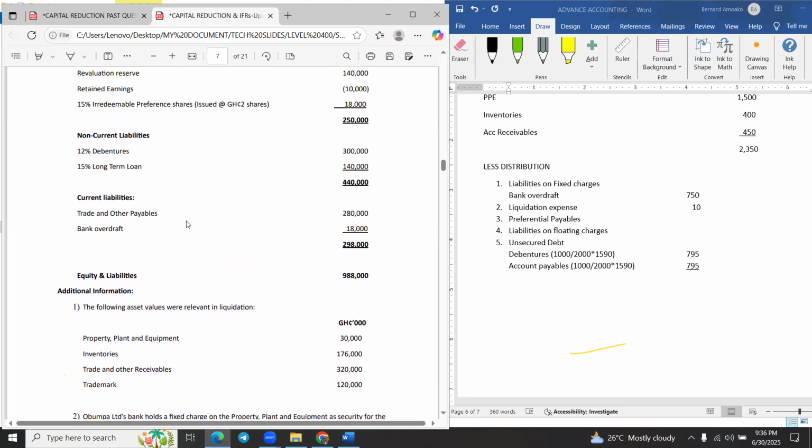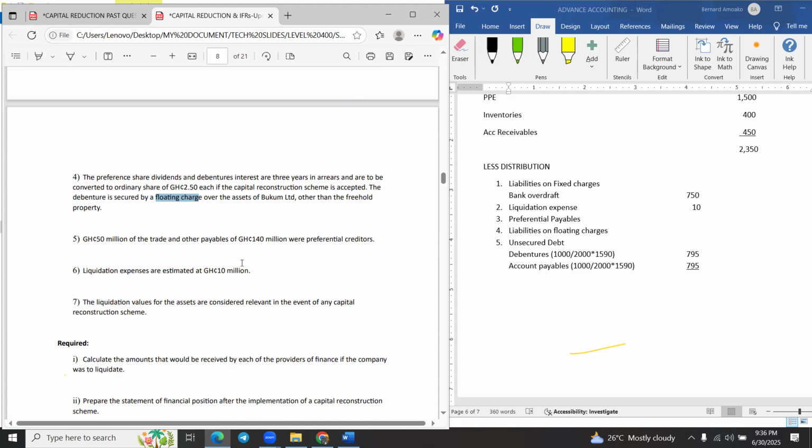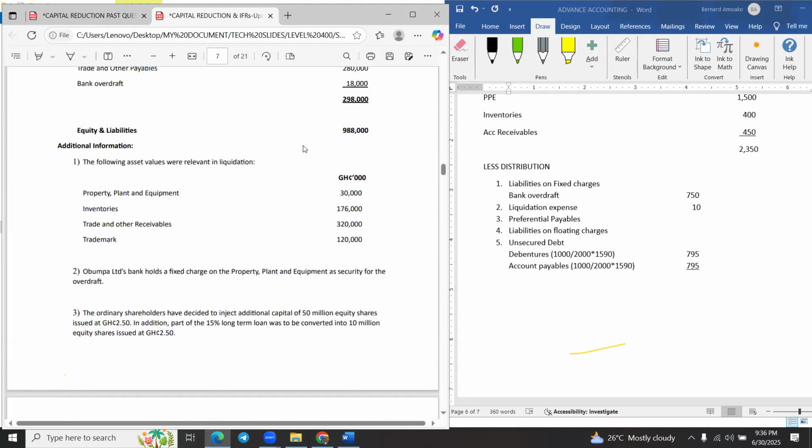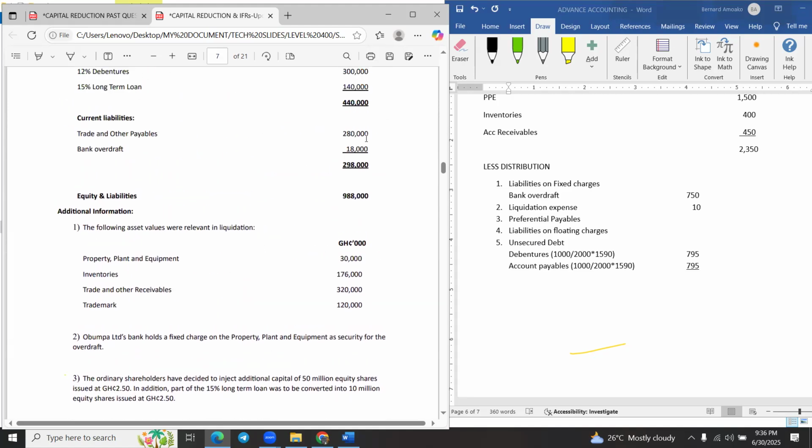What's your trade payables? This is 280,000. Check: 140 plus 50 gives you 190. So if 190 out of 280 are preferential, it means the extra of about 90,000 is going to be treated as unsecured. I don't know if you get what I'm trying to say, Felix. Felix and group, yes, please. So if you read this question, it should guide you.